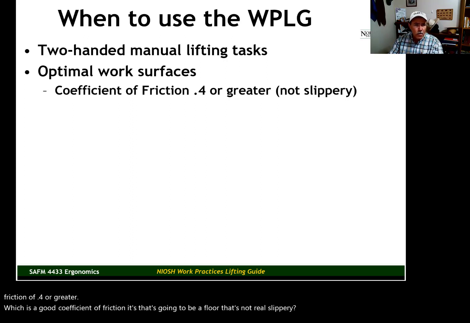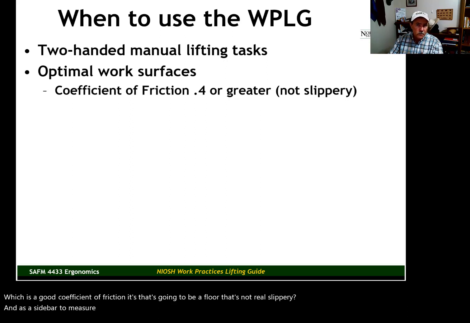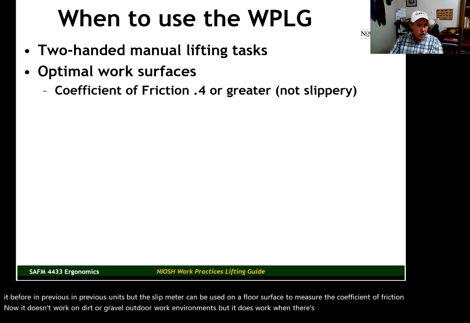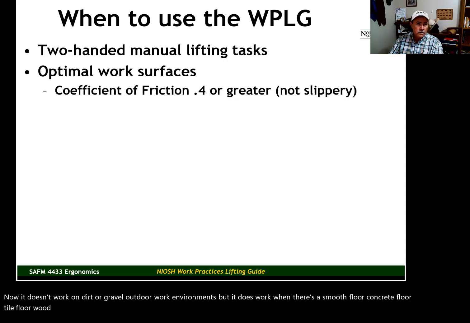And as a sidebar, to measure the coefficient of friction, there's an instrument called a slip meter. May have mentioned it before in previous units. But the slip meter can be used on a floor surface to measure the coefficient of friction. Now, it doesn't work on dirt or gravel outdoor work environments, but it does work when there's a smooth floor, concrete floor, a tile floor, a wood floor. It does work in those types of environments.